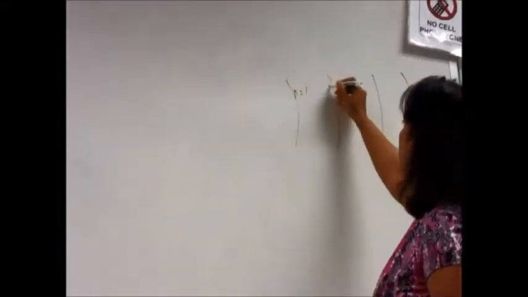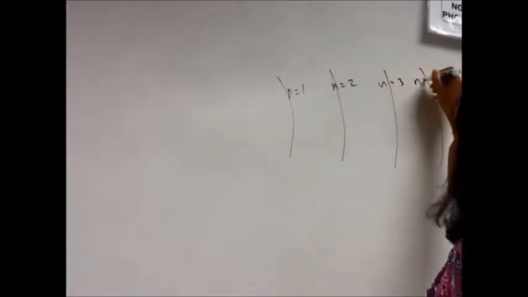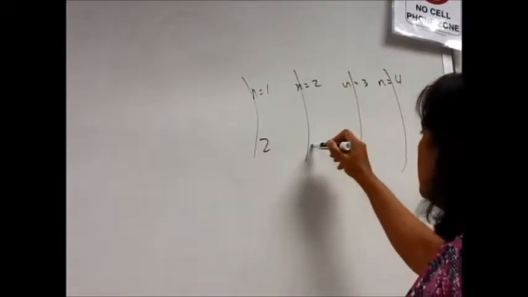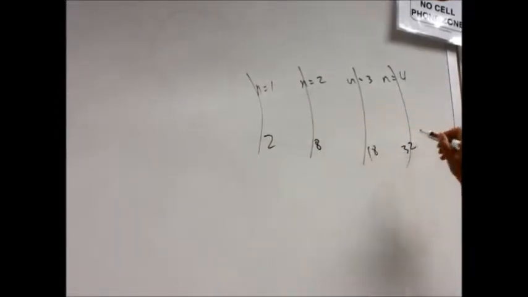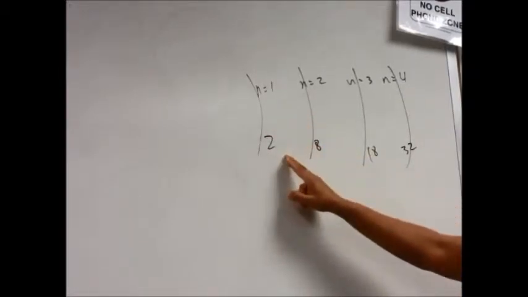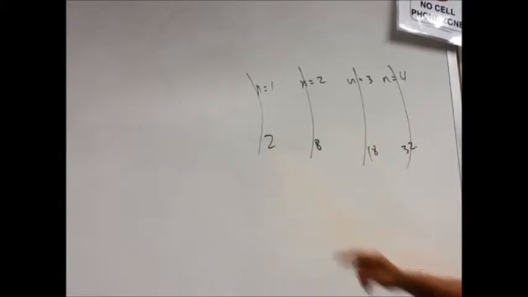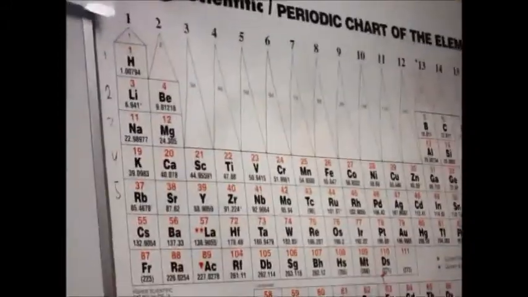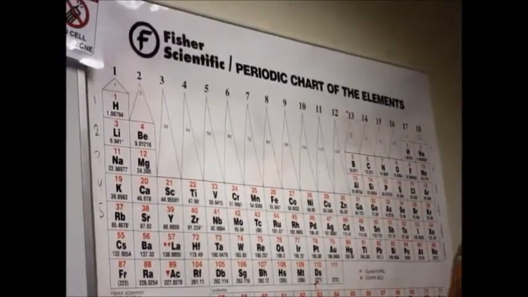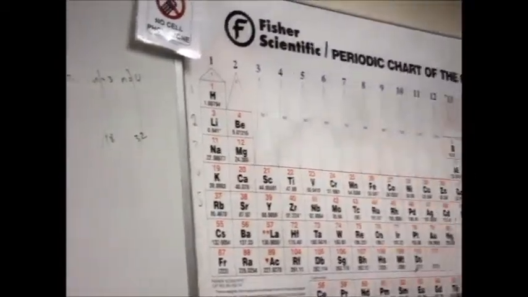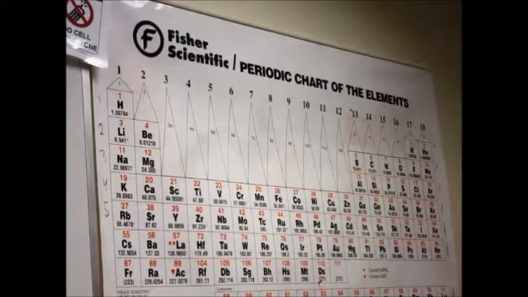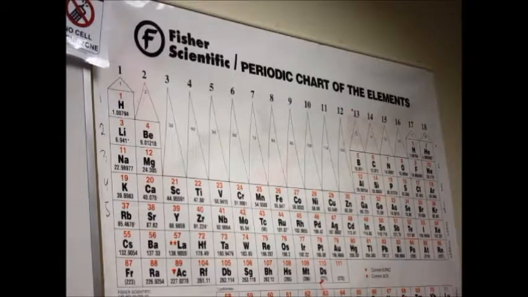So n is equal to 1, n is equal to 2, n is equal to 3, n is equal to 4. So 2 here, how many was it? 8 here? 8, 18, 32, and so on. So n is equal to 1, the first shell can have only 2 electrons in it. So that's 1 electron and second electron, and we're done with that shell. The second shell can have up to 8 electrons. So that is 1, 2, 3, 4, 5, 6, 7, 8 electrons. So that's how you fill the electrons out.